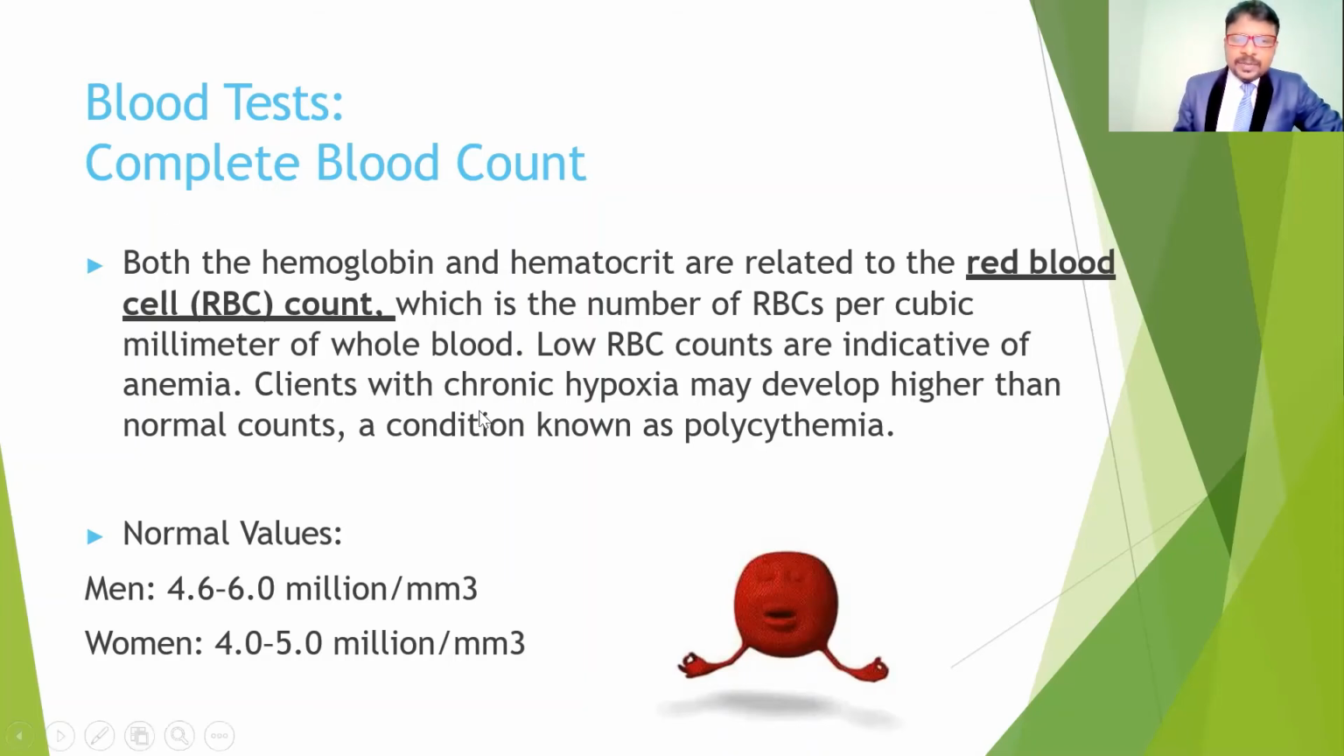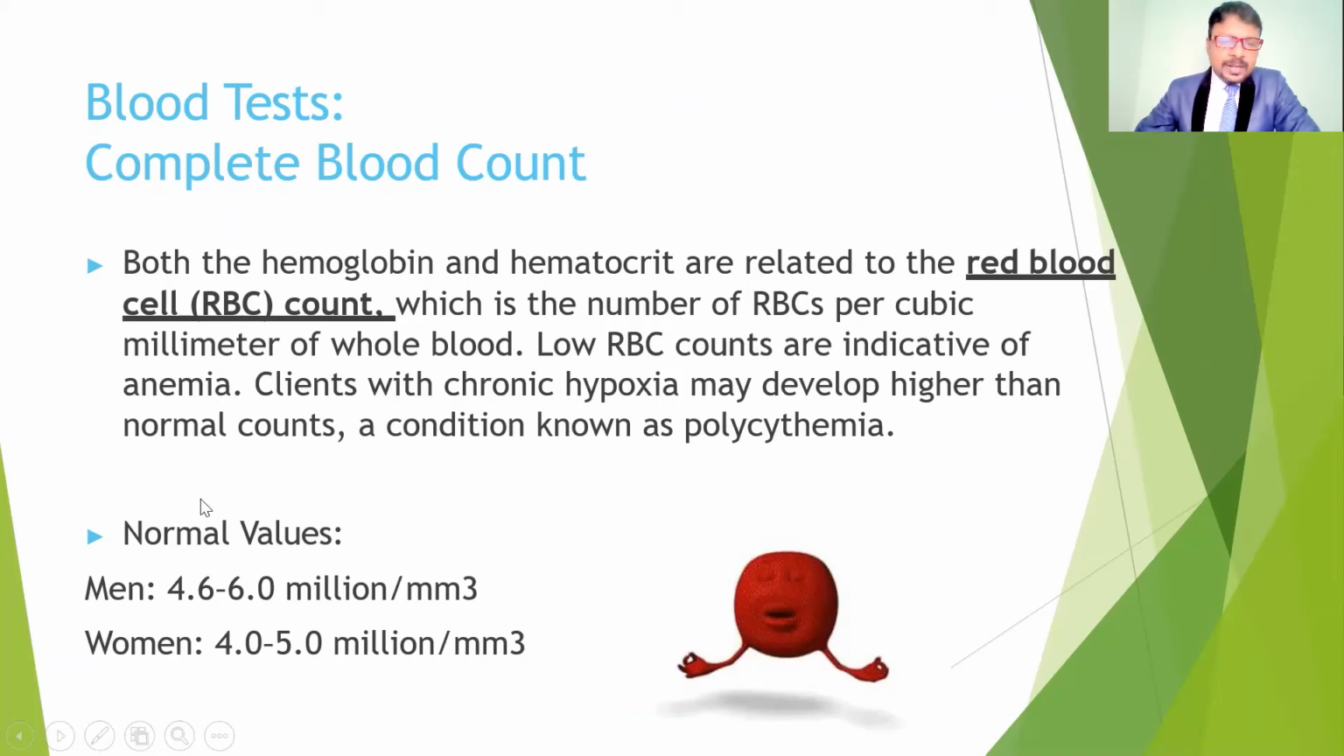And clients with chronic hypoxia may develop higher than normal counts. This condition is known as polycythemia. That means if the red blood cell count is increased, that condition is called polycythemia. And if the amount of red blood cells in the body is less, it is called anemia.